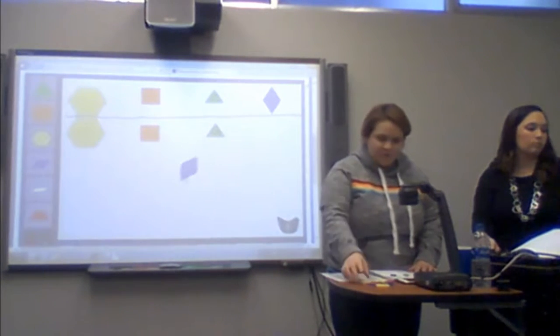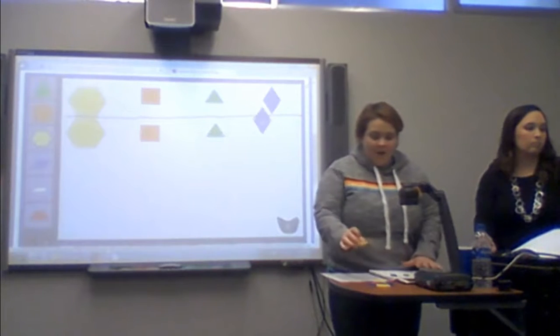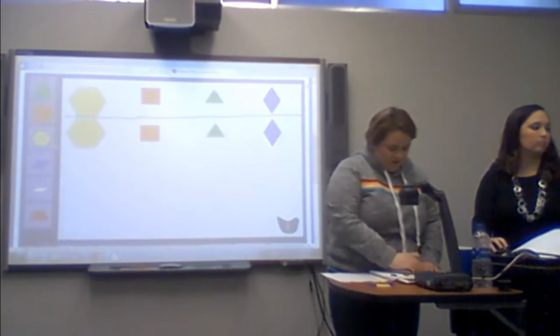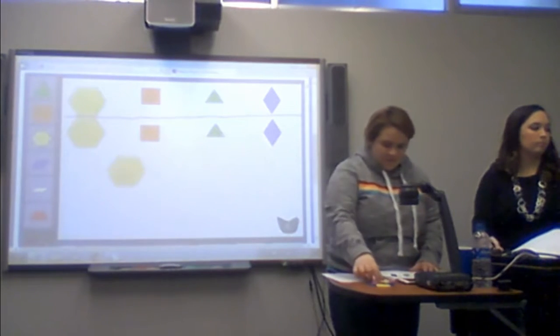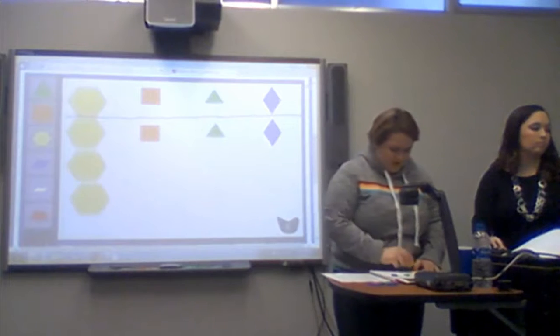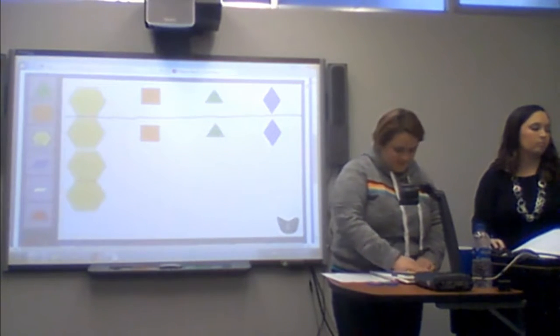So I'm going to go ahead and sort the rest of these, and then we'll compare how many we have of each shape. So I have one more hexagon, one more hexagon, one more hexagon. So I have 4 hexagons.